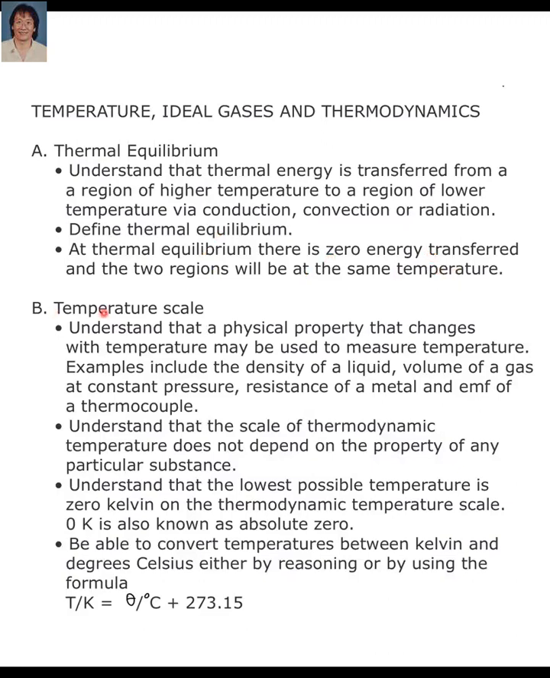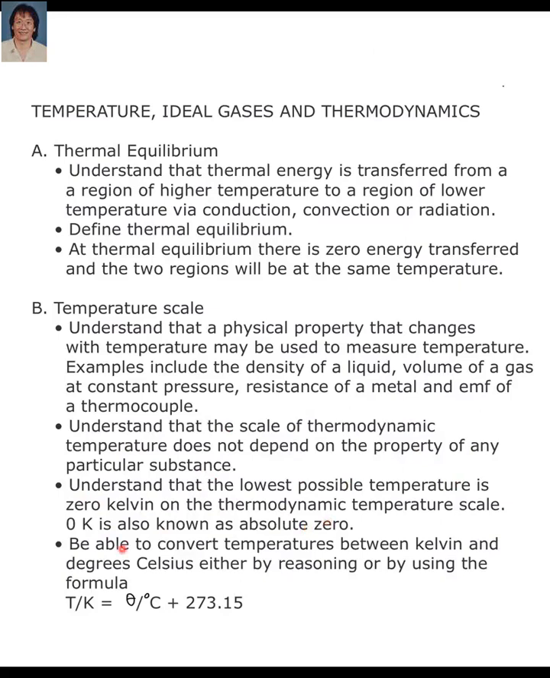Section B, temperature scale. Understand that a physical property that changes with temperature may be used to measure temperature. Examples include the density of a liquid, volume of a gas at constant pressure, resistance of a metal, and EMF of a thermocouple. Understand that the scale of thermodynamic temperature does not depend on the property of any particular substance. And then understand that the lowest possible temperature is 0 Kelvin on the thermodynamic temperature scale. 0 Kelvin is also known as the absolute zero.